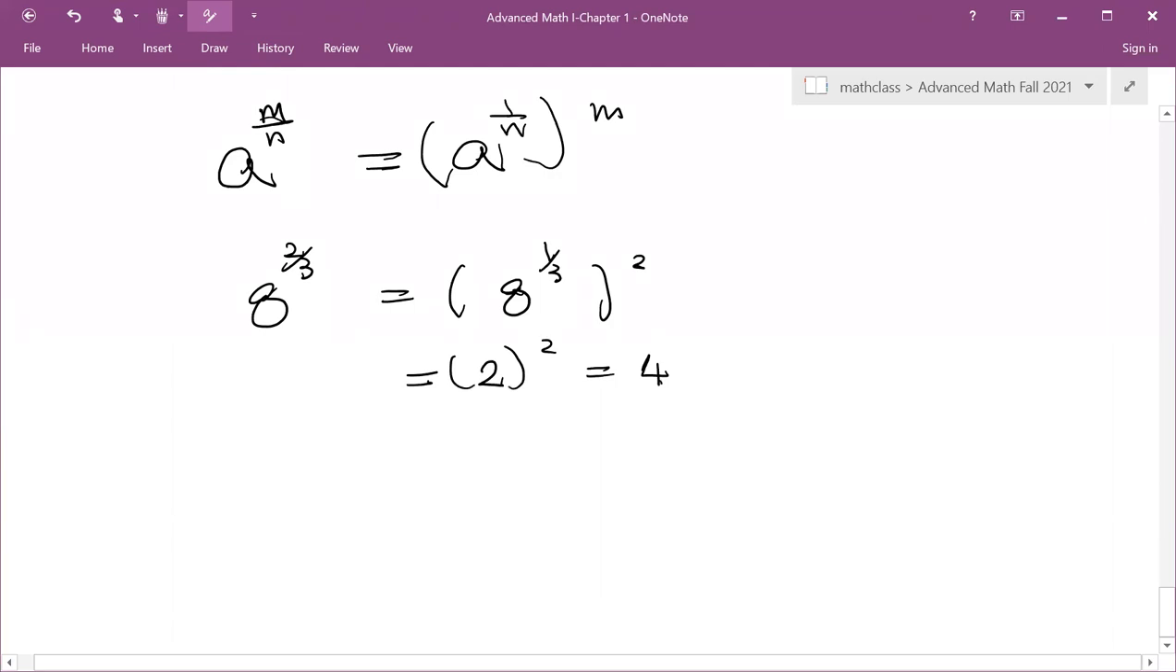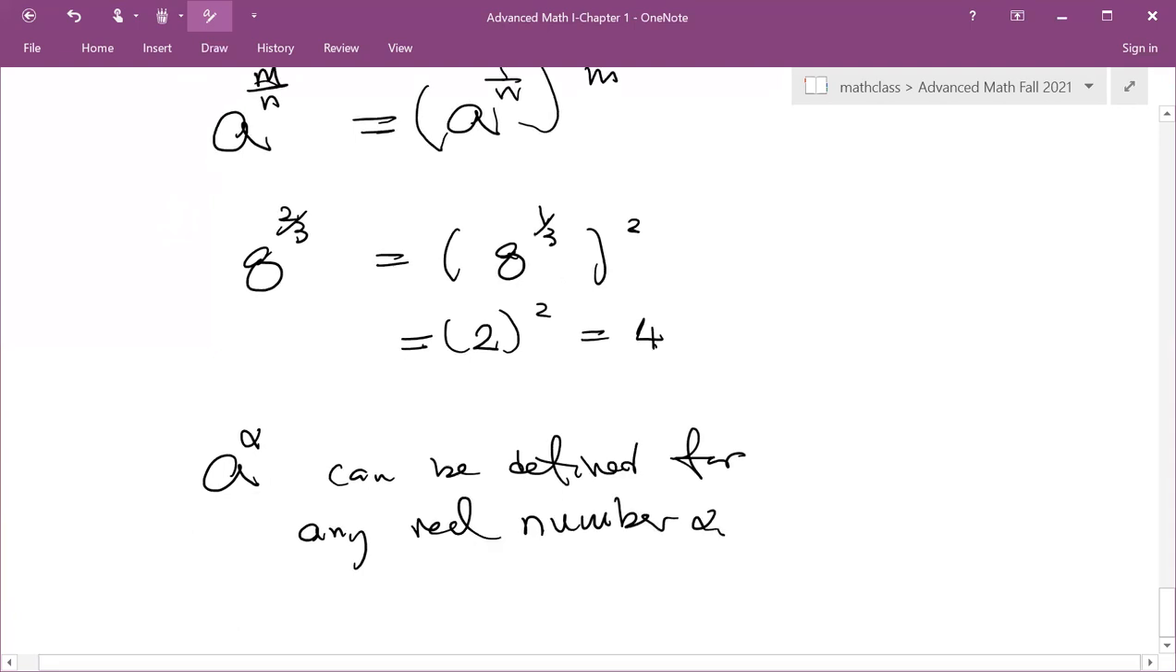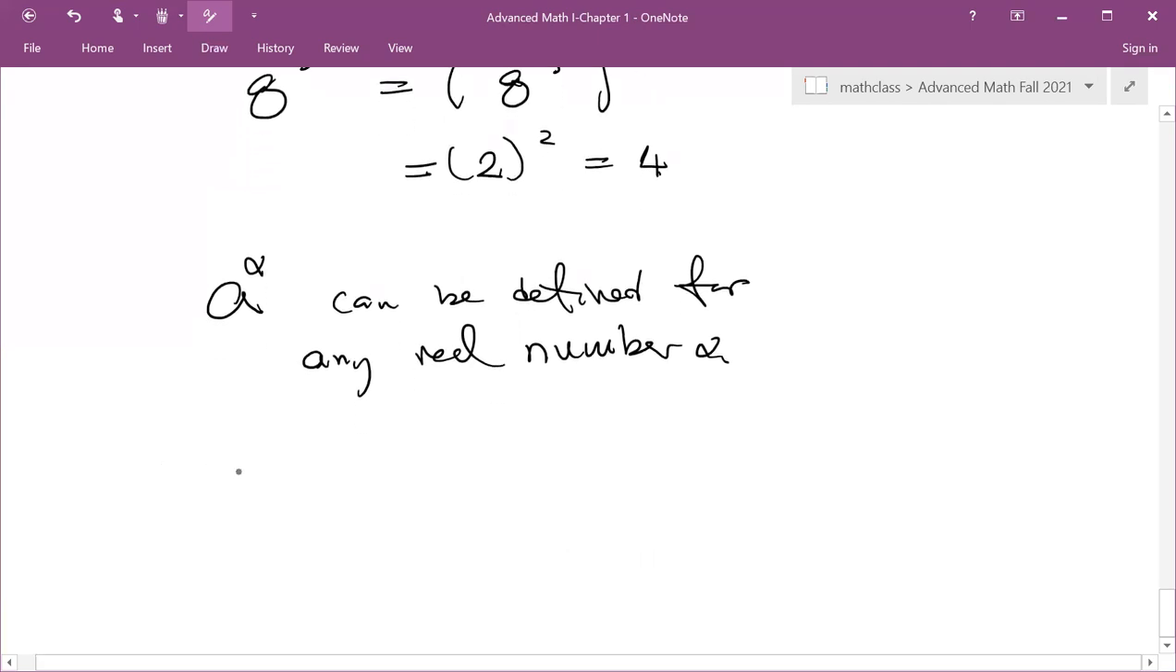All right, so now a to some power can be defined for any rational number. In mathematics, a to the alpha can be defined for any real number alpha. Once you define this, then we do have several formulas that we want to know.